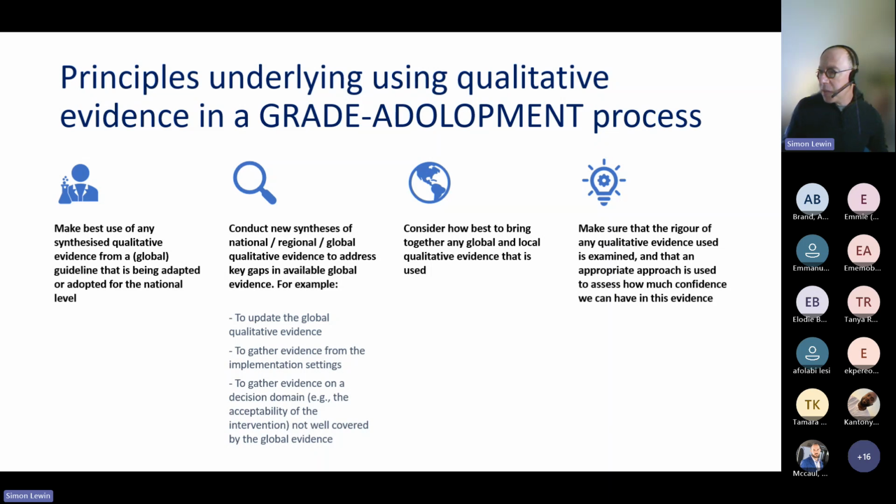And finally, we need to make sure that the rigor of any qualitative evidence used is examined, and that an appropriate approach is used to assess how much confidence we can place in this evidence. And that's really important for the judgments that we're making within the guideline adaptation process.